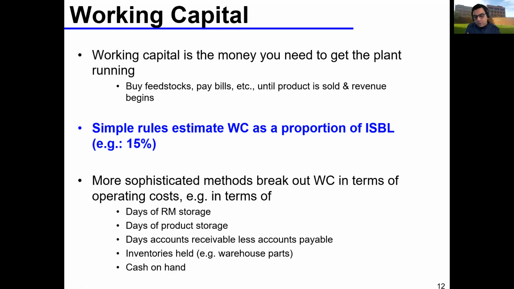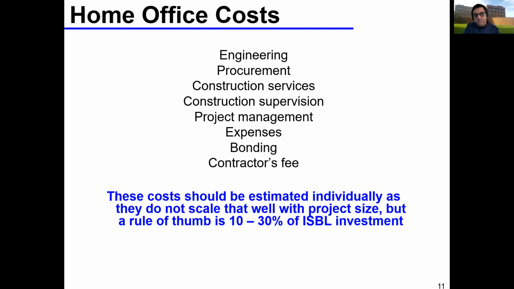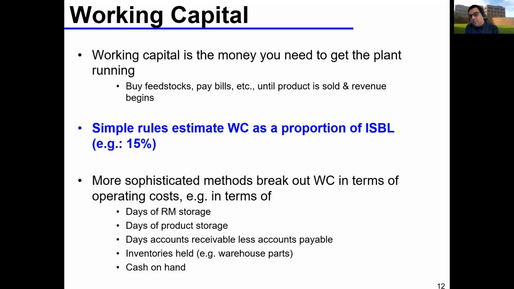So you need to determine your process, your major units. As we said, every major unit is $1 million if you want to be very conservative, or if you want to get a very rough estimate. Every unit is $1 million for my inside battery limit. You add your contingency, you add your home office cost, say it's 30% of my inside battery limit. And then my working capital is another 15%. You see, now we're starting to get a big estimate based on these smaller estimates. And of course, there are more sophisticated methods.